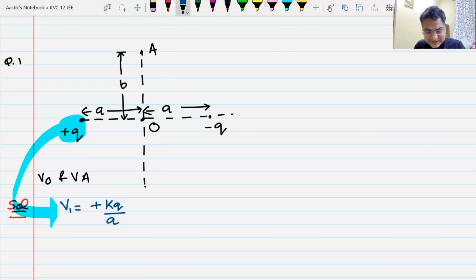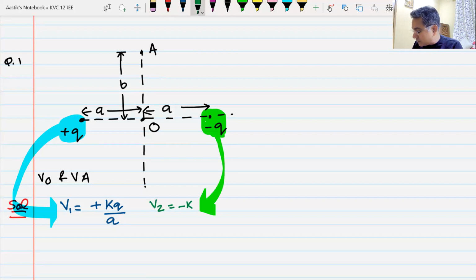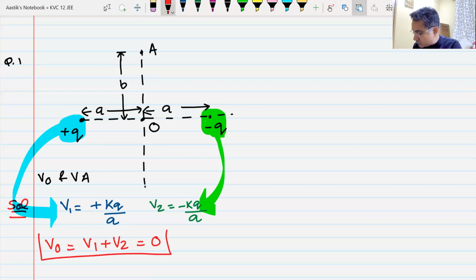Potential is the simplest and easiest thing that we have encountered in electrostatics. What about this green charge? Minus KQ by A. Yes, that is simple. Let me call this V2. V2 will be minus KQ by A. So what is the potential at point O? Sum of these two potentials, V1 plus V2, and the answer is 0. So the potential at point O is 0.